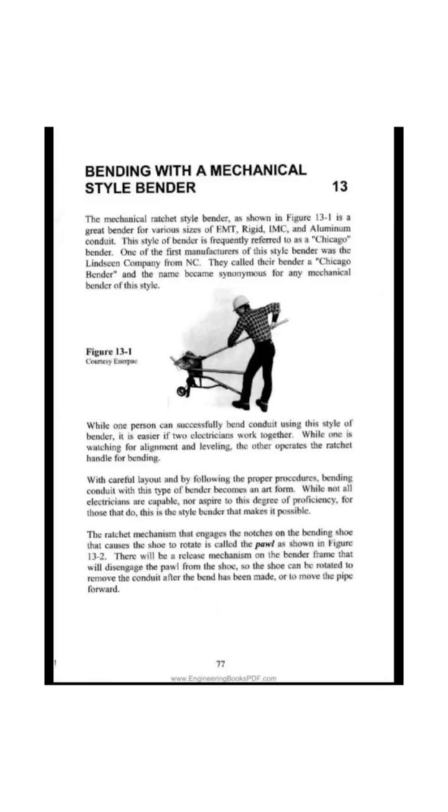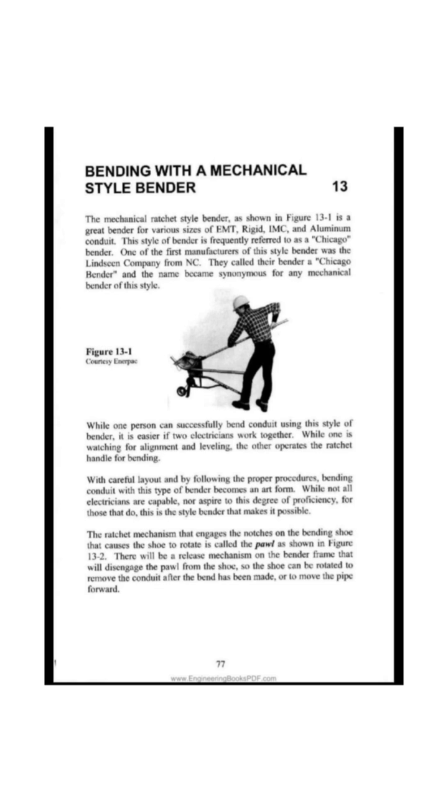Bending with a mechanical style bender, 13. The mechanical ratchet style bender, as shown in Figure 13:1, is a great bender for various sizes of EMT, rigid, IMC, and aluminum conduit. This style of bender is frequently referred to as a Chicago bender. One of the first manufacturers of this style bender was the Lindsay Company from NC. They called their bender a Chicago bender, and the name became synonymous for any mechanical bender of this style.